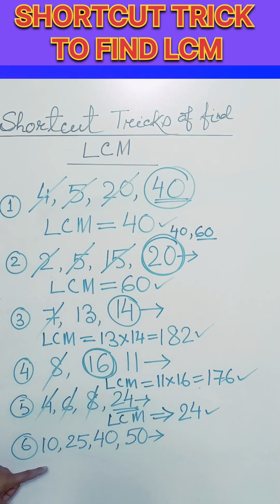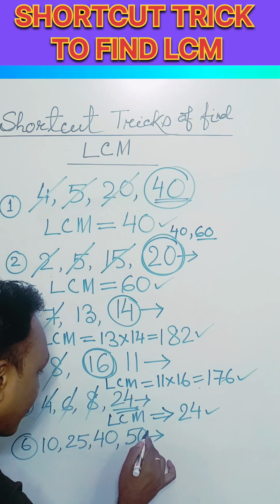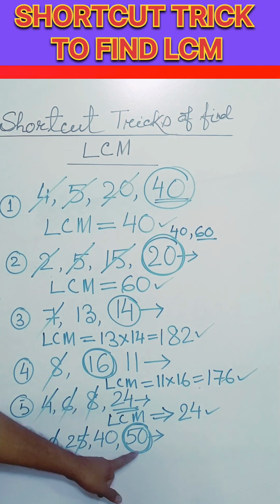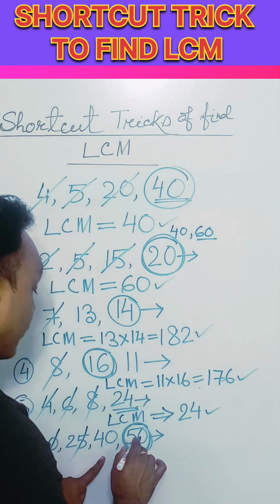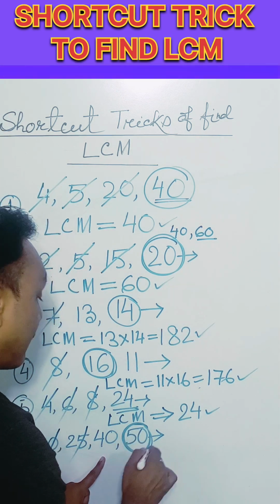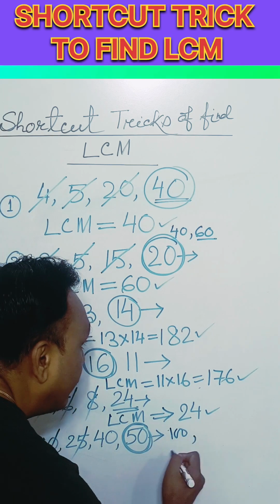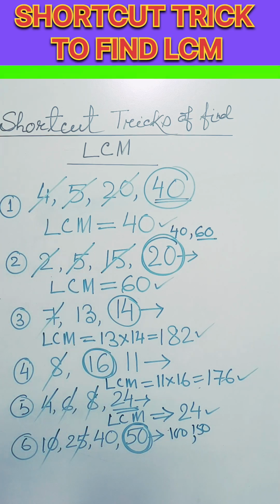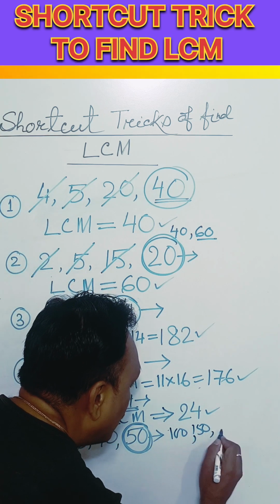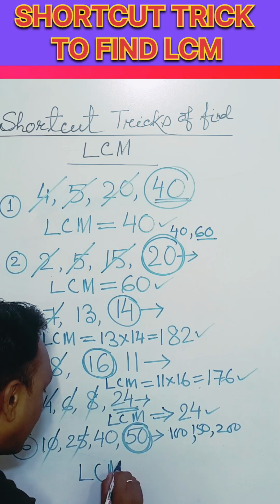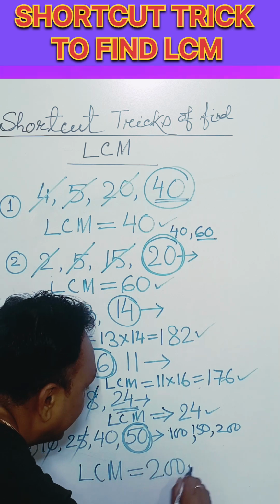Now check the last one, that is number 6. Out of these 4 numbers, 50 is the greatest. So 50 divided by 10, okay, it is divisible. 50 divided by 25, yes, it is divisible, but 50 is not divisible by 40. Then you have to find the next number in the table of 50. What is the next number? 100. So 100 is not divisible by 40, right? Then what about 150? 150 is also not divisible by 40. The next number is 200. Yes, 200 is divisible by 40. So the LCM would be 200.